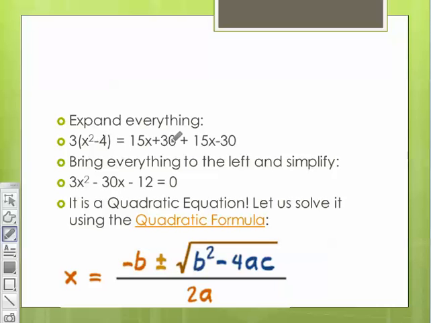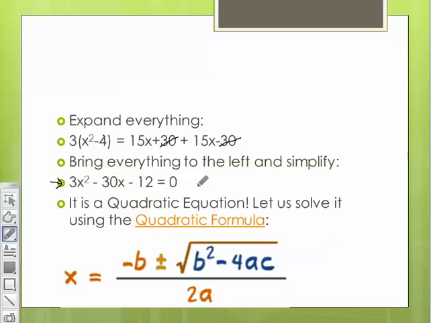And over here, I've got a plus 30 and a minus 30. Those are going to cancel each other out, and I'm going to get 30x. So I'm going to subtract that and bring it all over here to the left, and I get 3x squared minus 30x minus 12 is equal to 0.